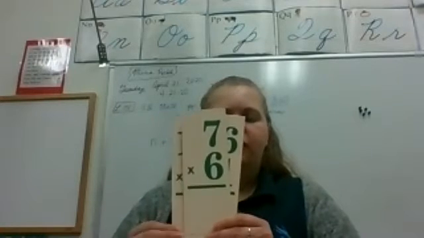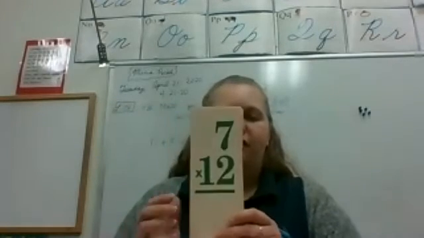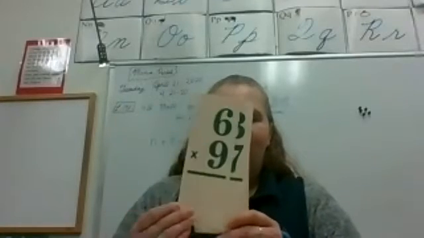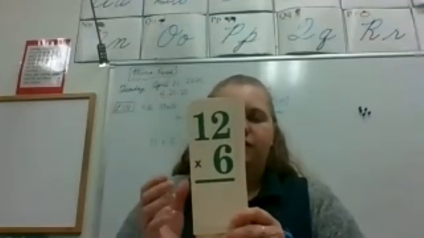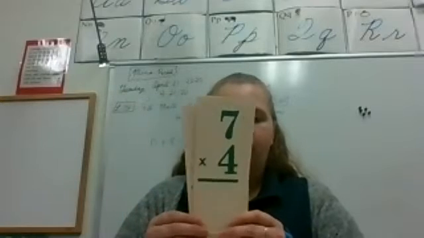Okay. 6 times 11, 66. 7 times 6, 42. 12 times 3, 36. 10 times 8, 80. 12 times 12, 144. 7 times 12, 84. 10 times 11, 110. 3 times 7, 21. 6 times 9, 54. 9 times 12, 108. 5 times 5, 25. 5 times 10, 50. 12 times 6, 72. 7 times 4, 28. 6 times 11, 66.